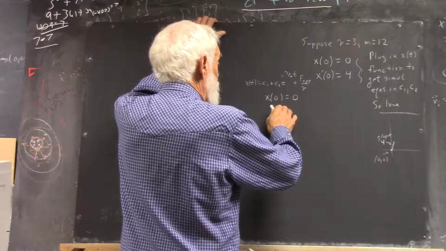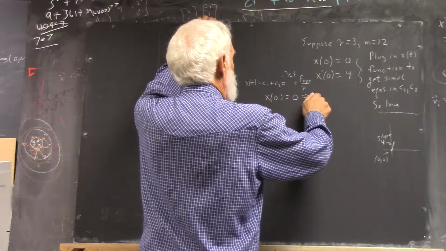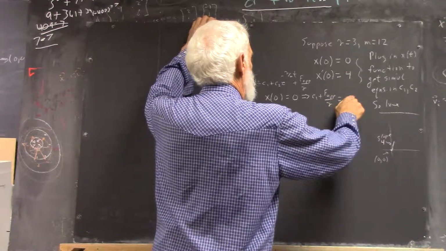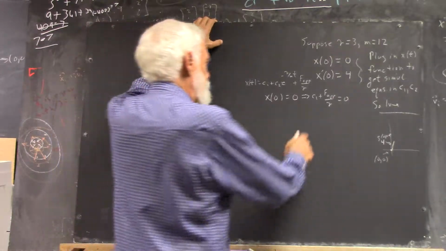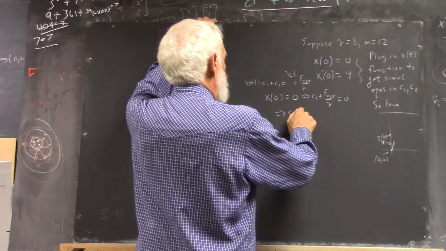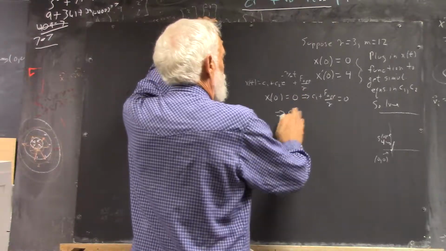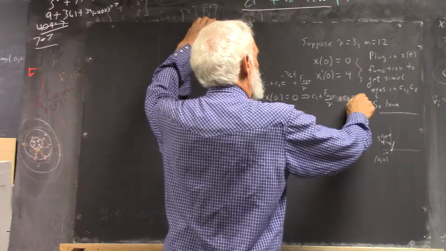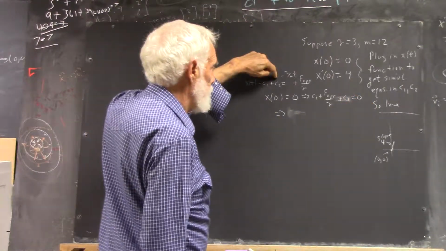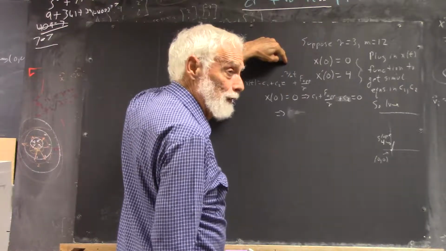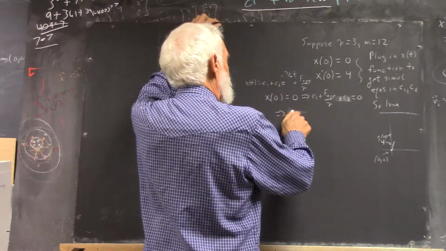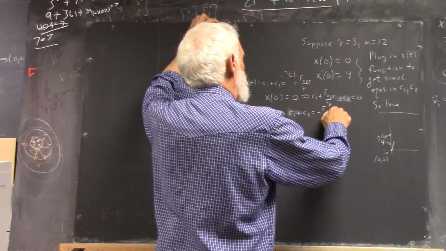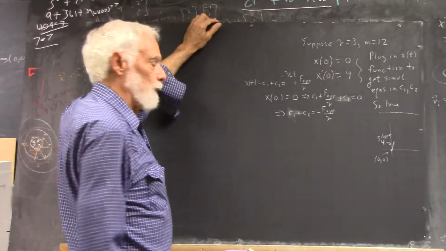So you plug in 0. You quickly, you've only got... okay, I left off the C2 because the exponent's 0, the exponential is not 0. See what I mean by being careless? So now you know what C1 and C2 add up to.